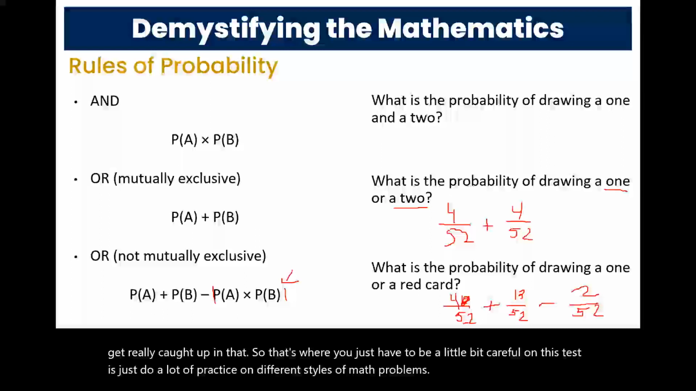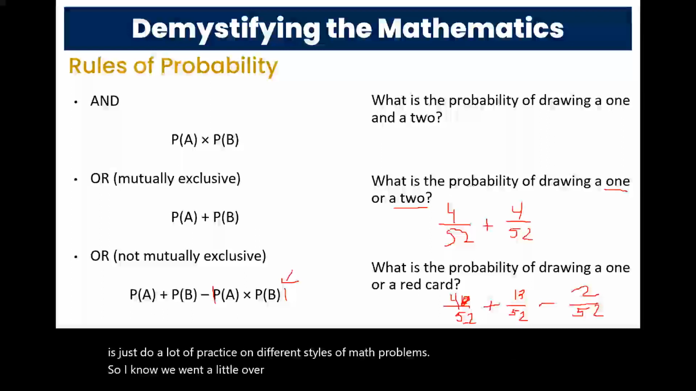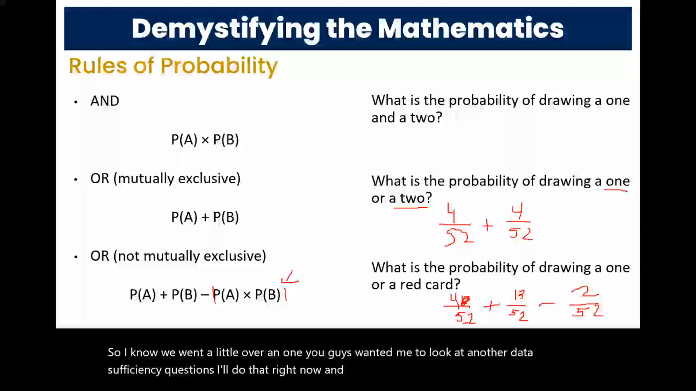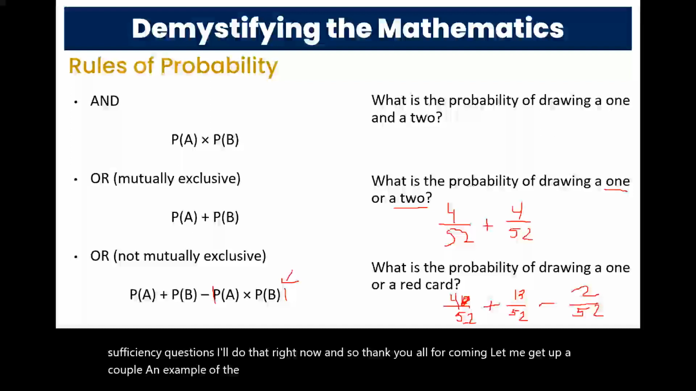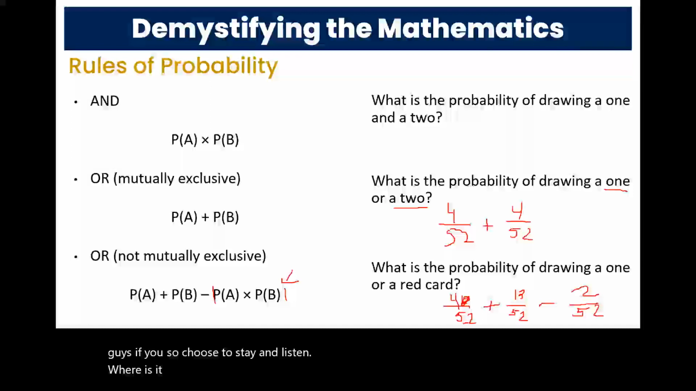So I know we went a little over, and one of you guys wanted me to look at another data sufficiency question. I'll do that right now. And so thank you all for coming. Let me get up an example of a data sufficiency question here, which I can run over with you guys if you so choose to stay and listen. Where is it? Where are my data sufficiency questions?